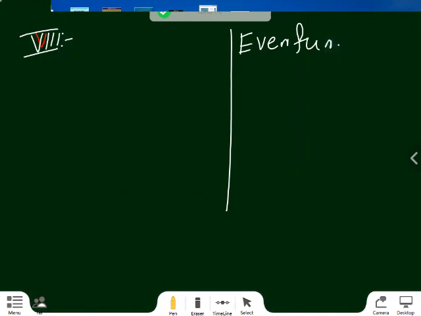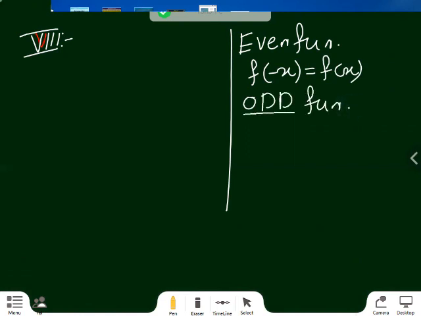Any function f of x is said to be even if f of minus x equals f of x, and the second one, a function is said to be an odd function if f of minus x equals minus times f of x.